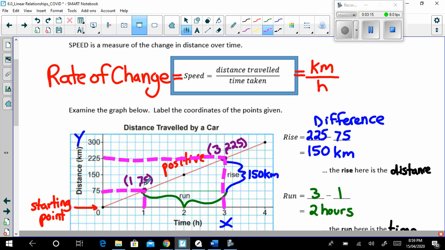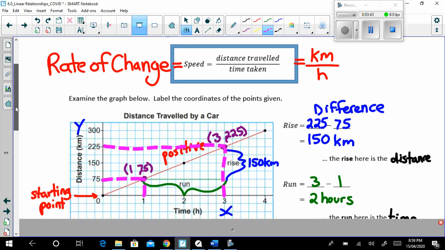Because we're going up, that's called the rise. The rise is measuring the difference in the distance. So we take the latter distance and subtract the first distance. The second distance minus the first distance gives 225 kilometers minus 75 kilometers, which means that in between those 2 points, 150 kilometers was traveled.